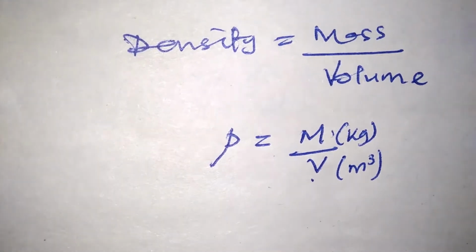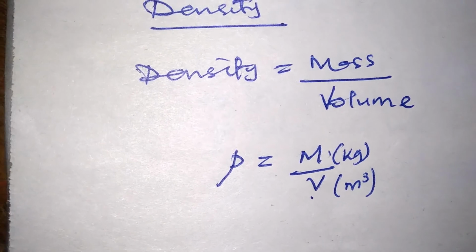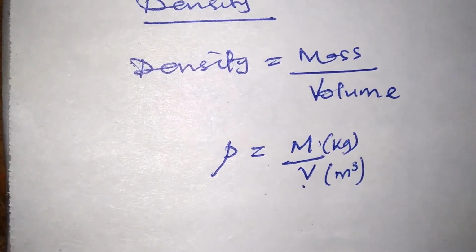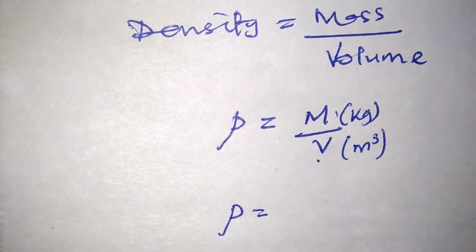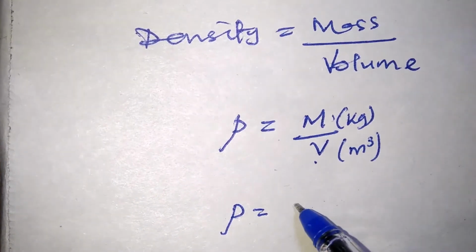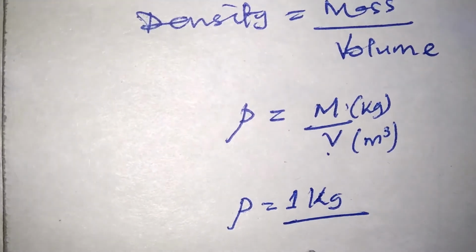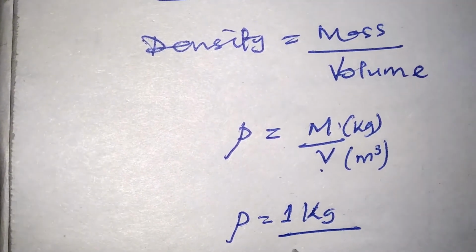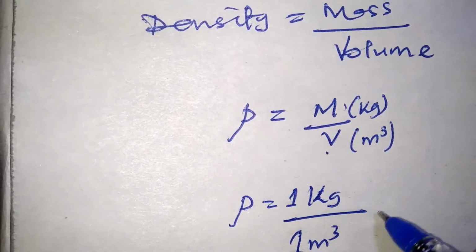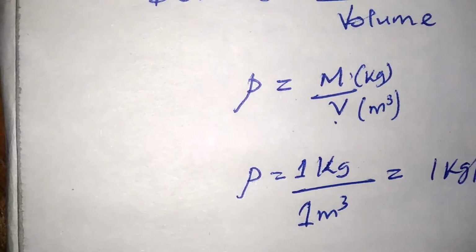When we think about density, what we are saying is, what is the spread or the concentration of mass over the given volume? For this case, if our mass is 1 kilogram and our volume is 1 meter cubed, then we end up with 1 kilogram per meter cubed.